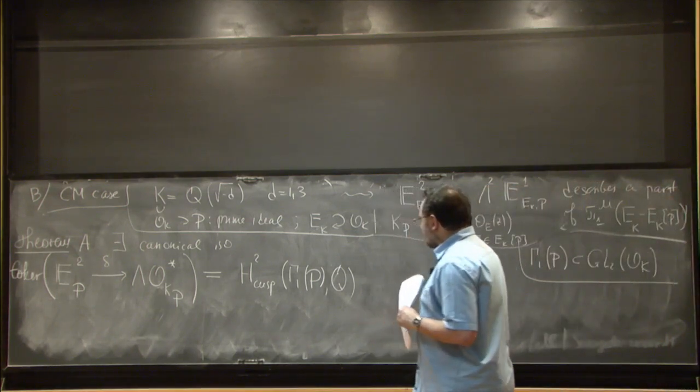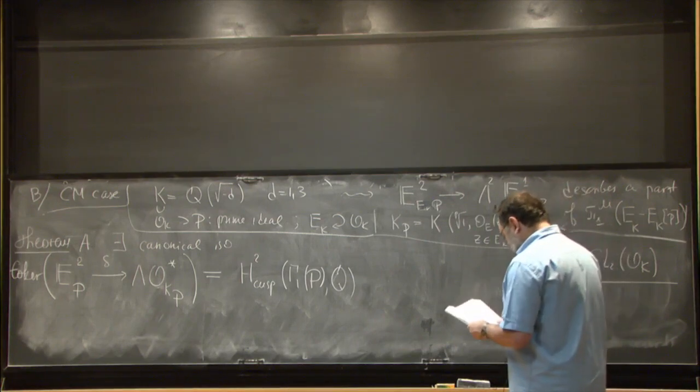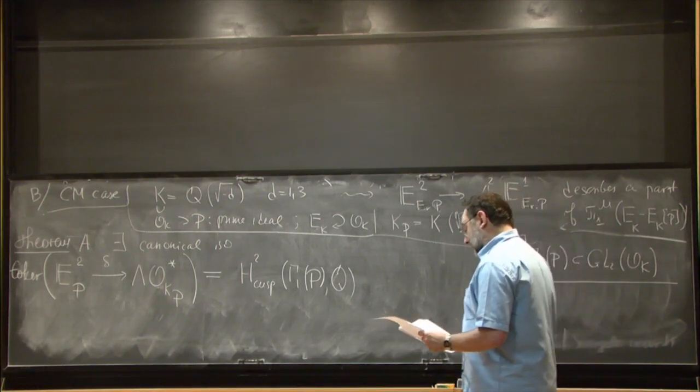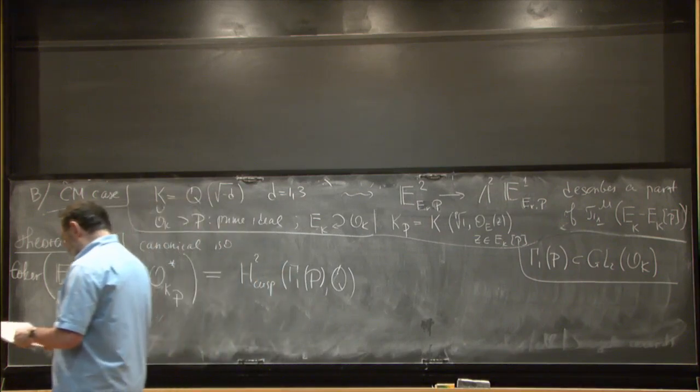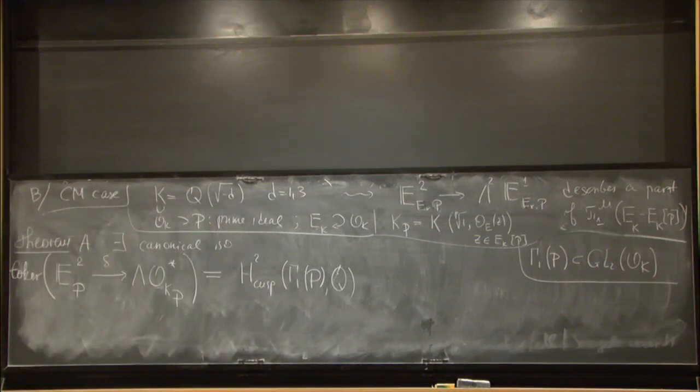Okay, now in what sense this isomorphism is canonical, there are the following additional features of this situation, which I should probably mention now. Just a second. So, first of all, let's see where I have my notes. Okay.